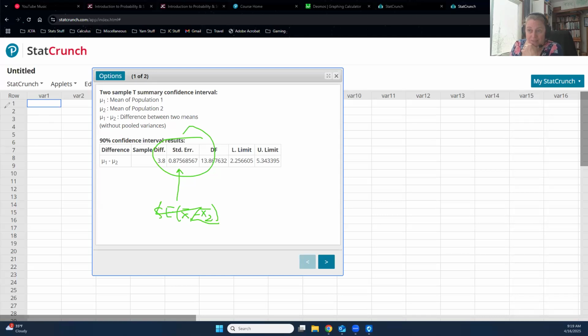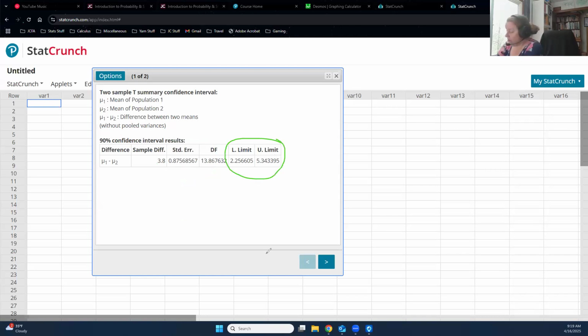That is not it. But you can use this piece for part B because the lower and the upper is the confidence interval that we were looking for. So the lower number is 2 point, many decimal places, 2.2566 and then 5.3434.